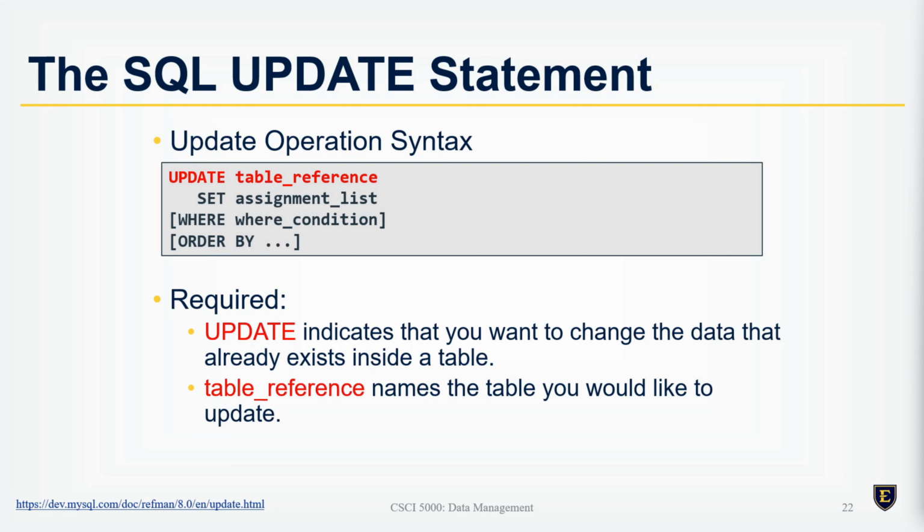Required is the keyword update that indicates you want to change the data that already exists in a table. Table references the name of the table you would like to update or the names of the tables you would like to update. Typically, though, you would only update a single table at a time.